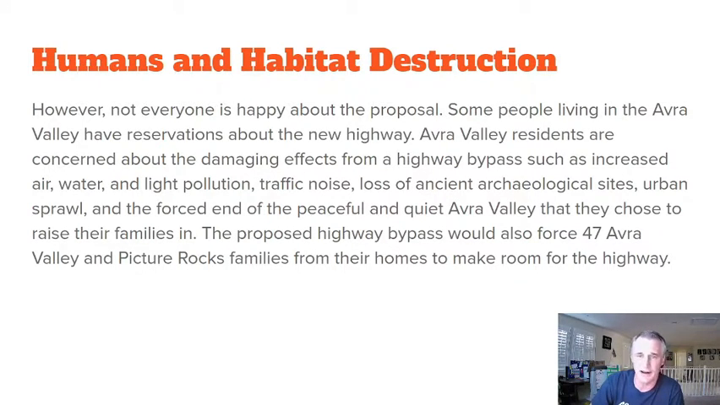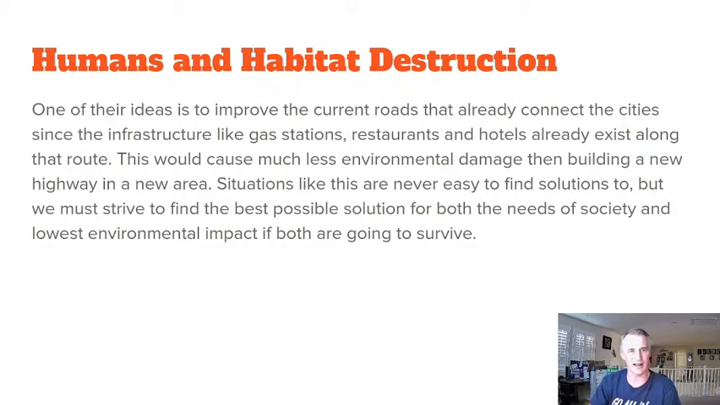So that's going to affect different ecosystems, as well as the fact that the residents moved there to live a nice, peaceful, quiet life. And 47 of the residents, the families from this area, may have to move, or they're going to lose their homes to make room for the highway. So what do we do in that situation?